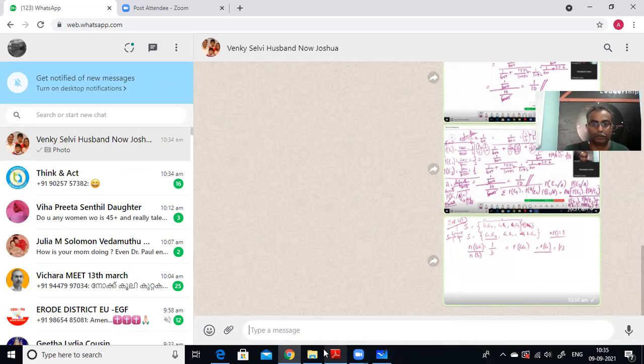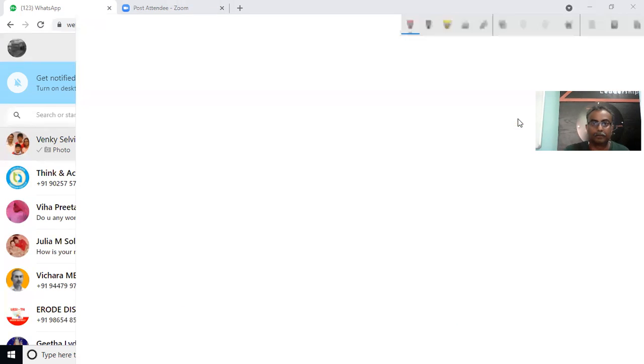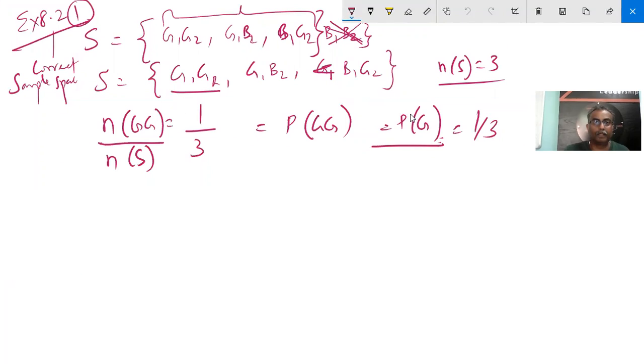Now I think you are finding something confusing there. What you are finding confusing, you tell me. I think you are finding why I eliminated B1, B2, because the problem is telling, given that at least one of them is a girl. So they are already telling that out of the 2 children, at least one is a girl. So in B1, B2, both are boys. At least one is girl condition is not coming. So you have to remove that.